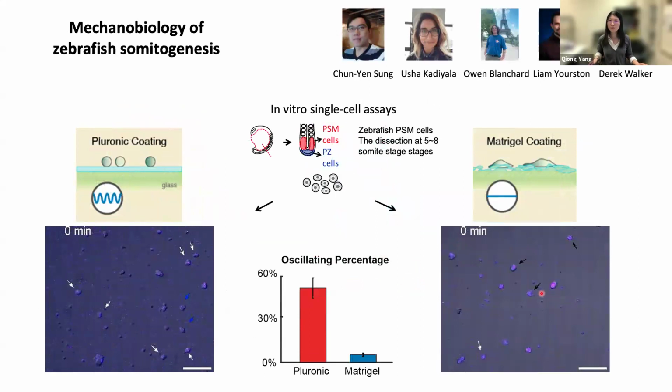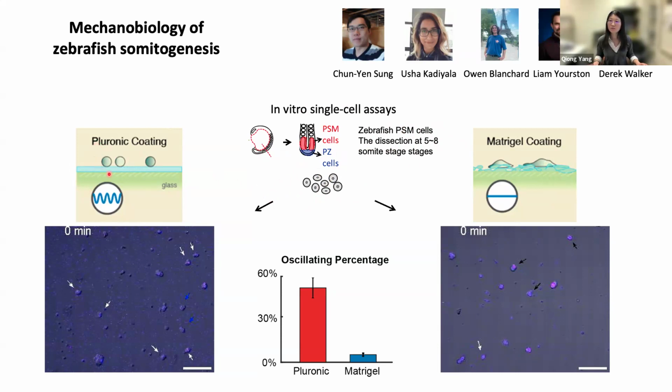So in our lab, we are interested in understanding how mechanical signals may affect this process. Because it's complicated to study in the in vivo system, we use the same strategy to dissect the system and use single cell assays, trying to decouple these effects. Here we dissociate the PSM cells from the tail bud, and then we can culture them on different mechanical environments.